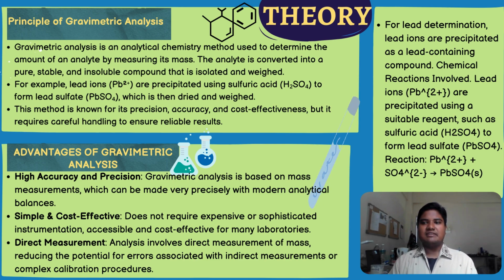For lead determination, lead ions are precipitated as a lead-containing compound. In the chemical reaction, lead ions, Pb2+, are precipitated using a suitable reagent, such as sulfuric acid, H2SO4, to form lead sulfate, PbSO4.